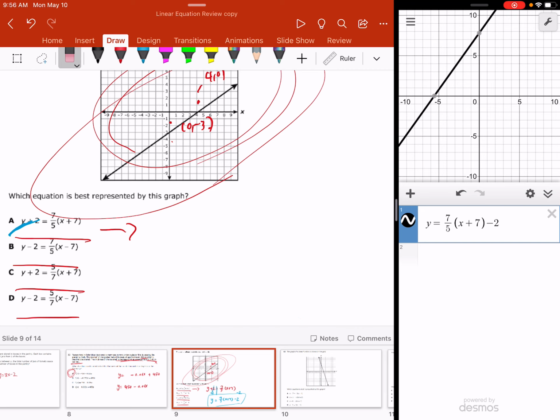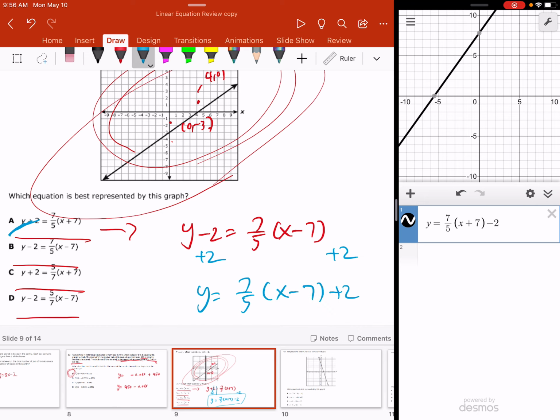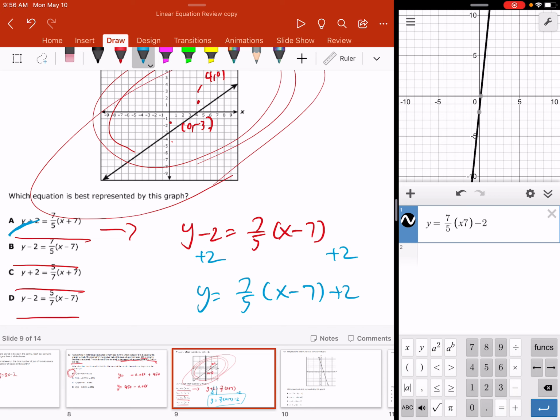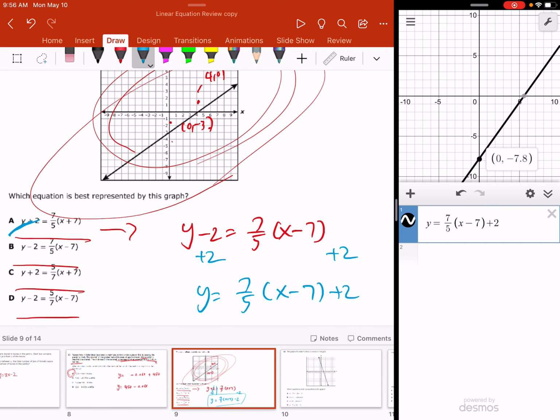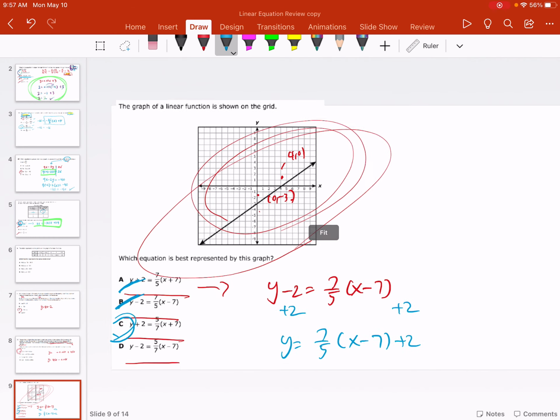Let me do the second one. Y minus 2 equals 7 over 5, x minus 7. So this one, the only thing that I have to do is plus 2 both sides, right? And everything is 7, same. So this plus, I gotta change it to minus. This one, I gotta change it to plus 2. Oh, looks pretty similar, but no, it's negative 7.8. But y-intercept is what? 0, negative 3. So it looks similar, but it's not quite the same. We're gonna do more, but if you do it like this, your answer is gonna be C for sure. I mean, I know it because if you use mental math, that's gonna work.